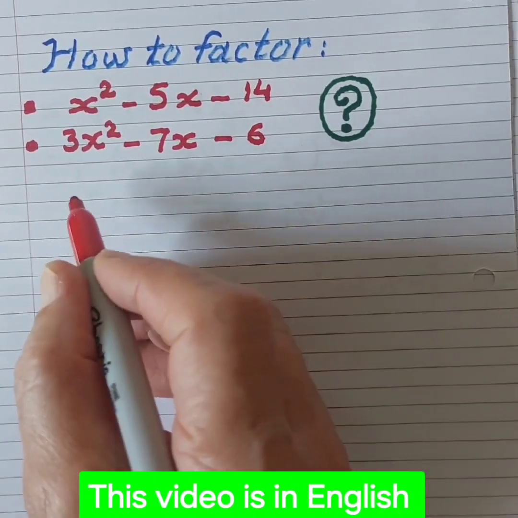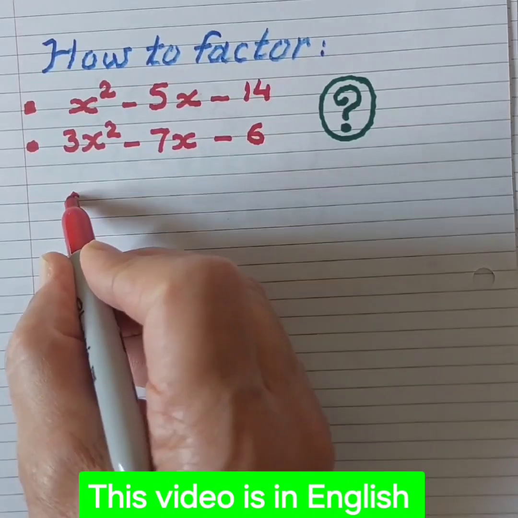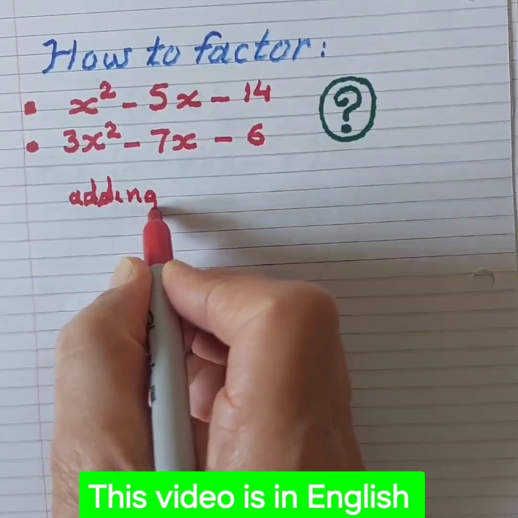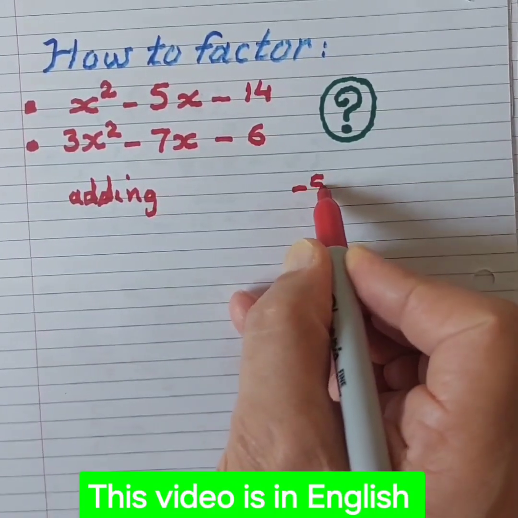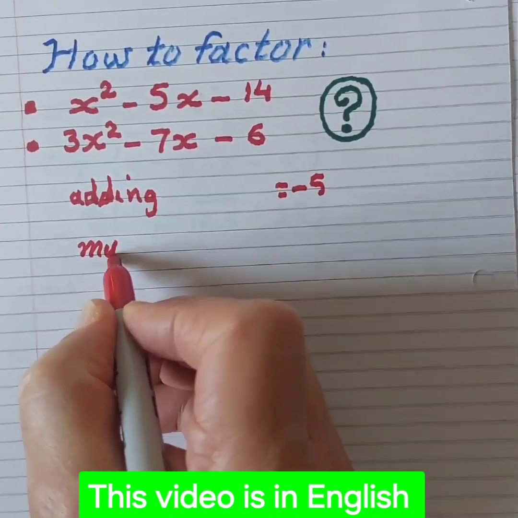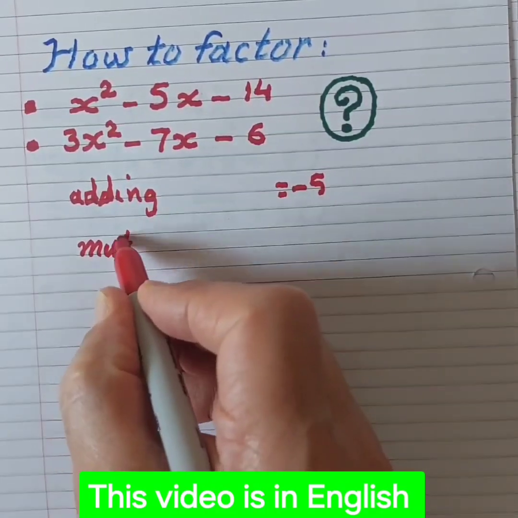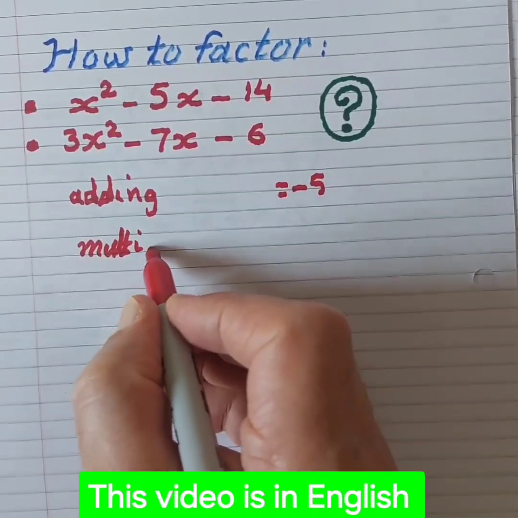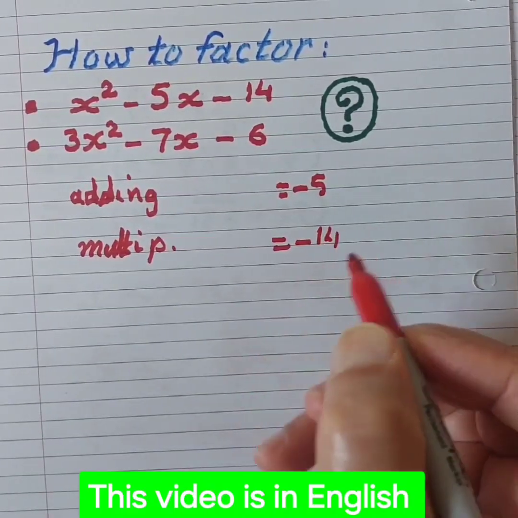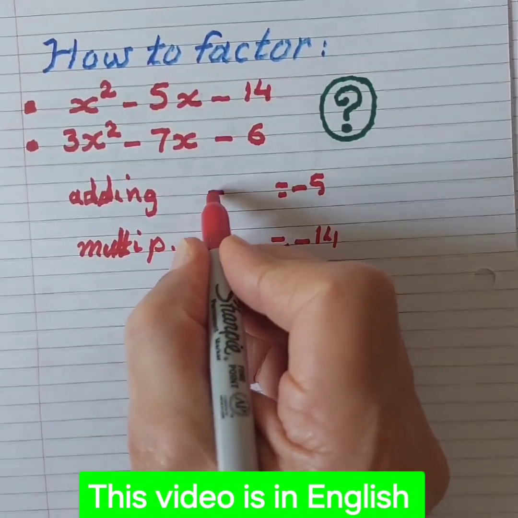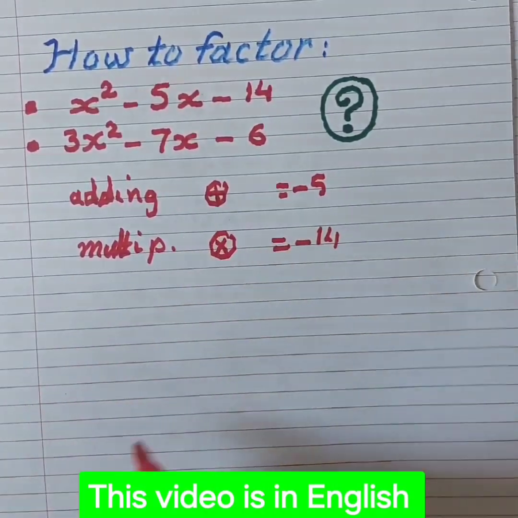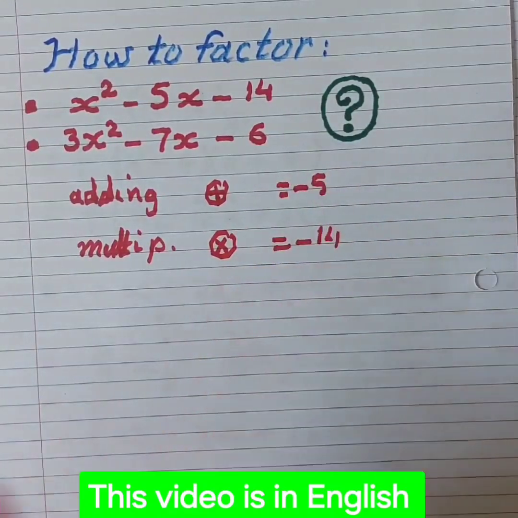So the two numbers, by adding, will be minus 5. By multiplying, will be minus 14. That means here the adding, here the multiplying. What are these two numbers?